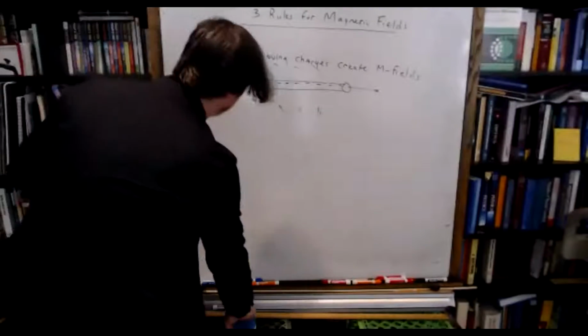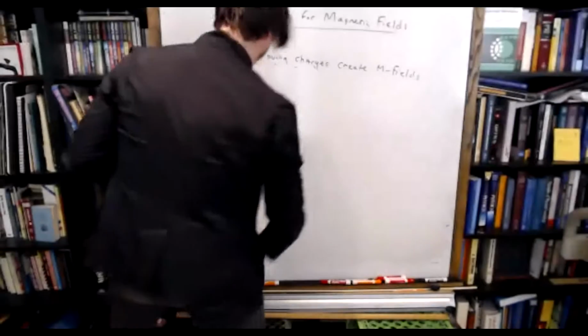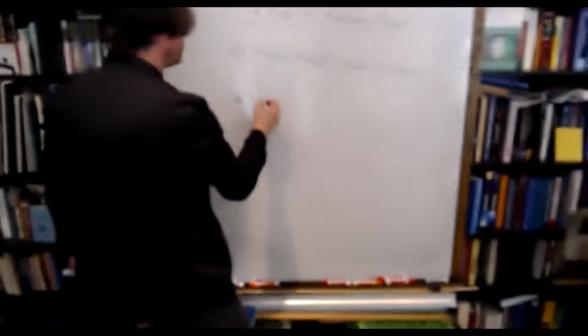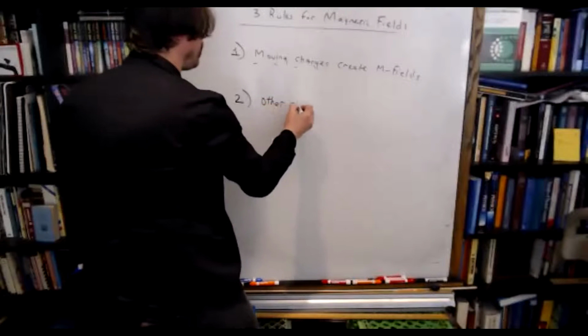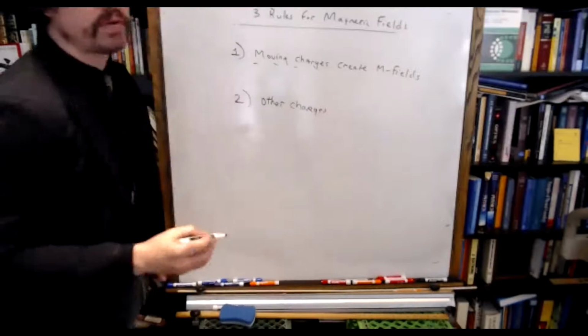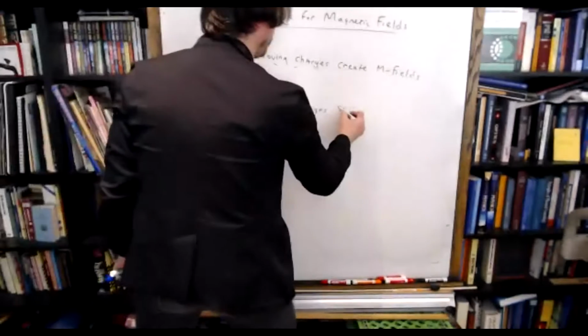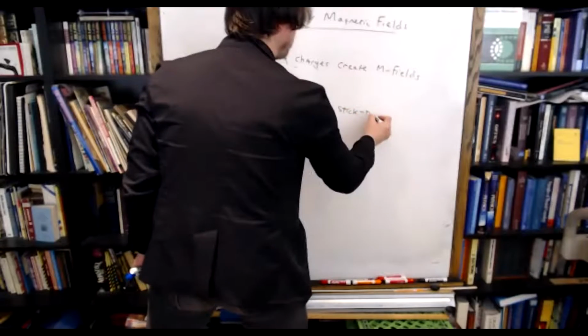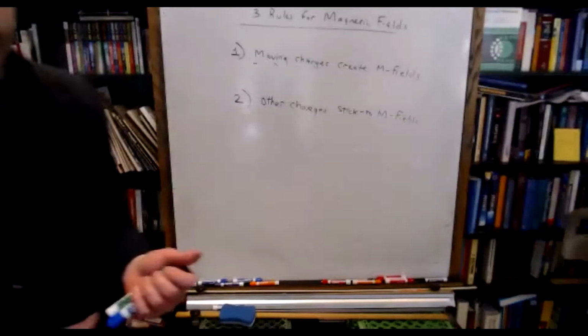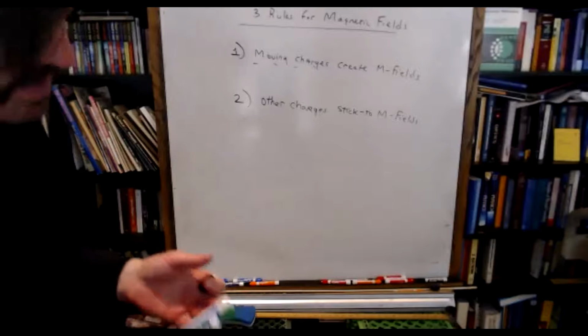So let's write down another rule here. Once you create a magnetic field, other charges like free electrons and free protons stick to magnetic fields. This is also very important for the ways in which we image the sun.